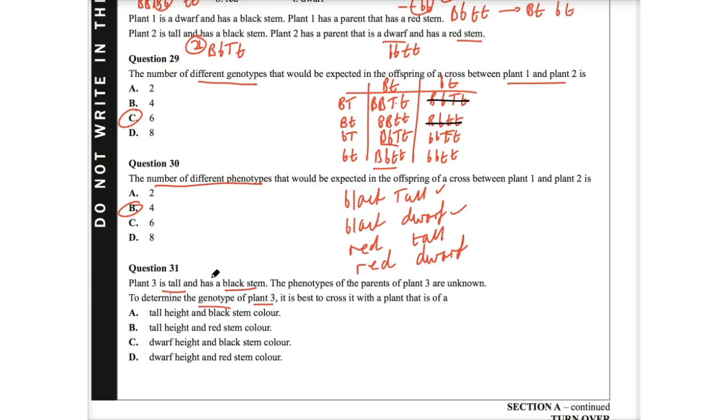Well, because we know plant 3 is dominant at those particular alleles, what I'd be thinking is that we want to do a test cross, and that's with a homozygous recessive individual. A homozygous recessive individual will have little b, little b, little t, little t, which means it's red and dwarf. So I'll look for dwarf height and red stem colour, and that is D.